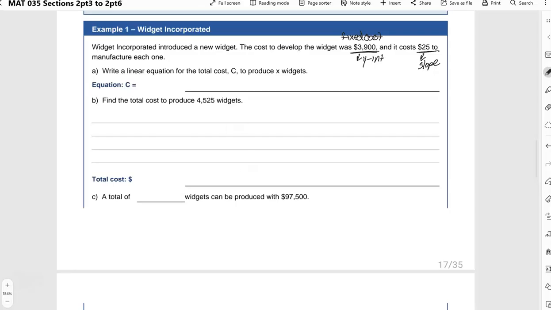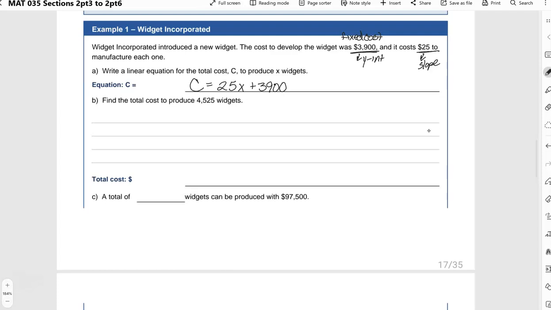So if I'm thinking about that cost, I'm going to use C for cost instead of Y. It's going to be $25 for each item plus that $3,900 to create it to begin with. So there's my cost equation.